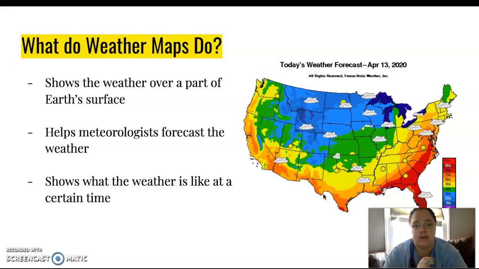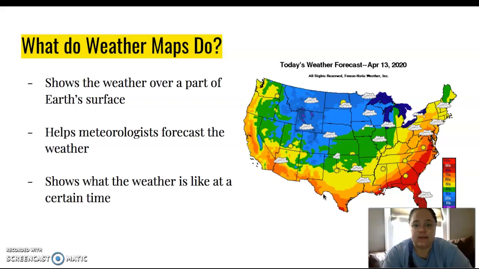It helps them forecast the weather because first of all, they can use it to see what the weather is. And then secondly, they can use it as a visual to show people like us what the weather will be like on the news or online. So it's a good tool for them to use. And it shows what the weather is like at a certain time. Remember, weather can change all the time.